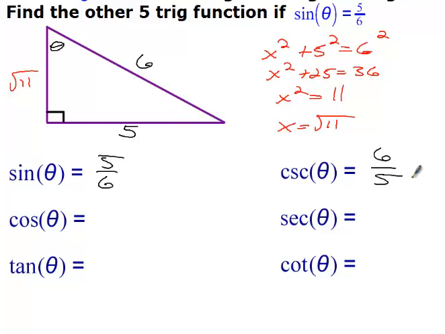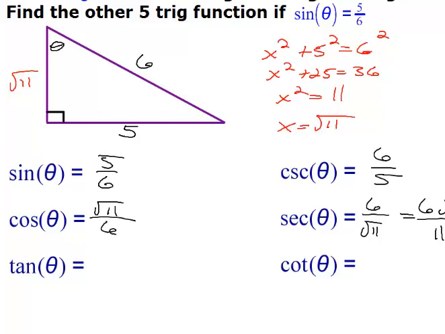So what side is adjacent to theta? Square root of 11. And what is the length of the hypotenuse? 6. Okay, what's the reciprocal of this going to be? 6 over the square root of 11. But can I have a square root of 11 in the denominator? So I'm going to rationalize this, which means I'm going to multiply by square root of 11 over square root of 11. And my final answer will be 6 square roots of 11 over 11.